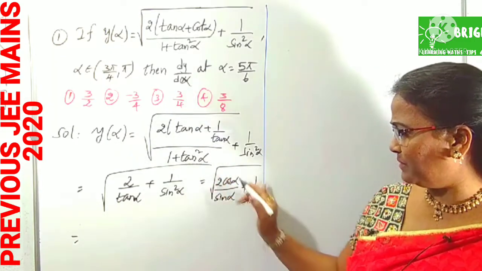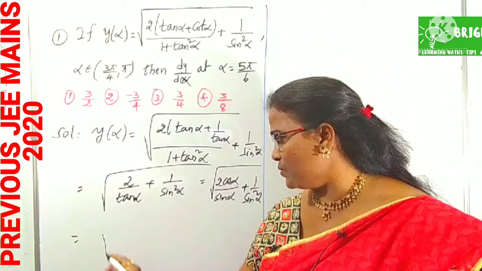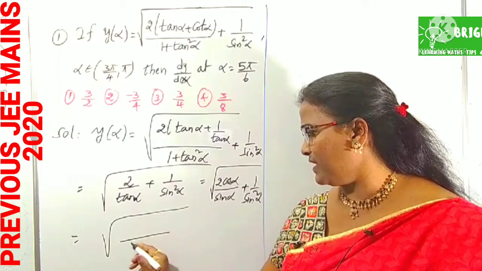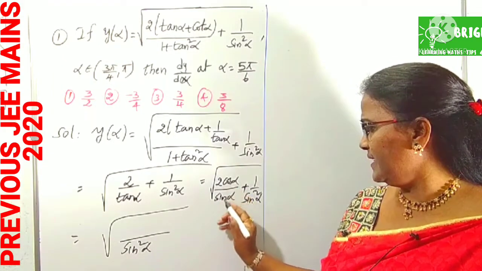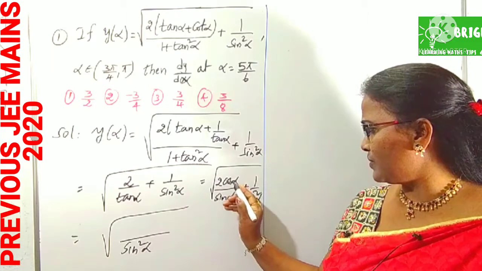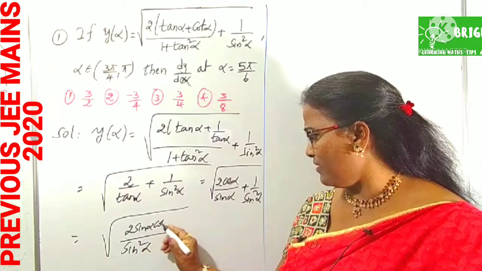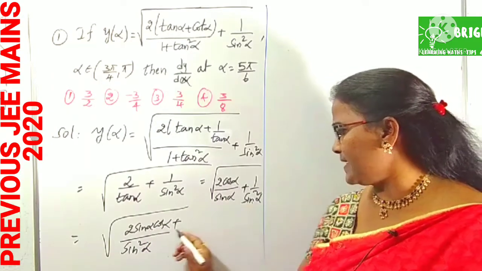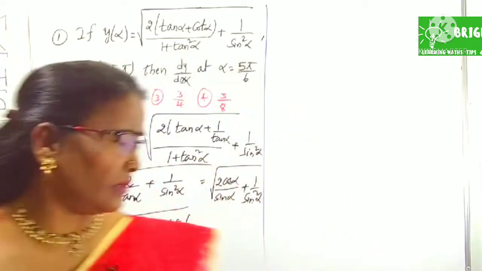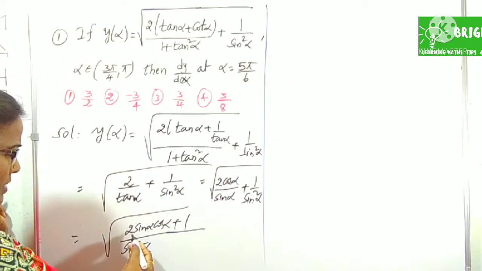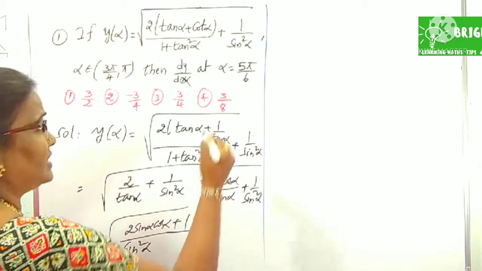So from these two terms, what is the LCM? Sin square alpha is the LCM. That is, root over sin square alpha is the LCM. What will come here? Already sin alpha is there. One more sin alpha we want there. That is 2 sin alpha cos alpha, plus here sin square alpha is there, that is plus 1. Right. Now we can come to the next step: 2 sin alpha cos alpha plus 1 by sin square alpha. This one, shall I rewrite?